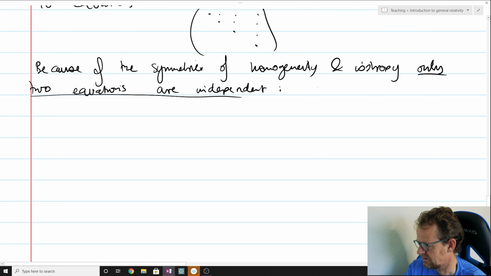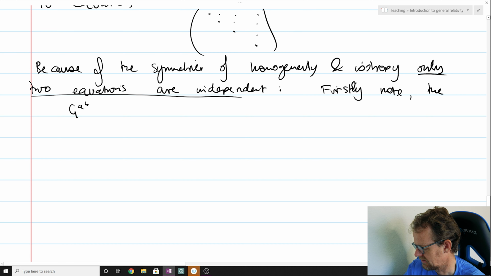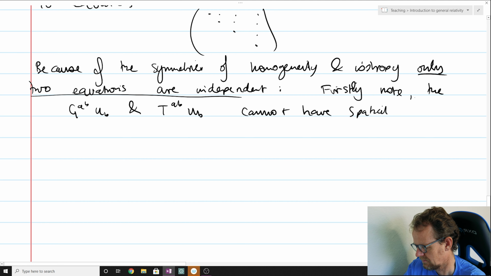And the argument for this is, well, note the following, right? The vectors which you get by contracting the Einstein tensor against the UB, the tangent vector of the isotropic observer, and the stress energy tensor with UV, these cannot have spatial components. That's due to isotropy.